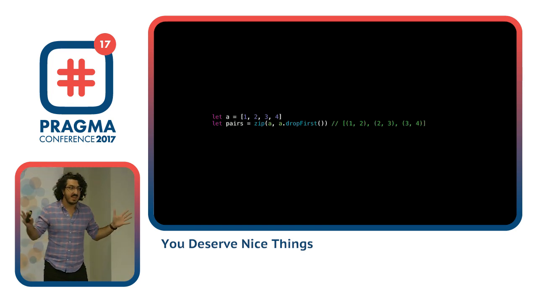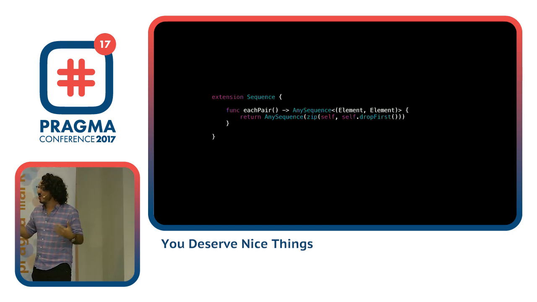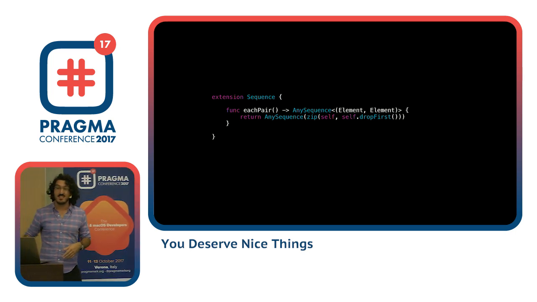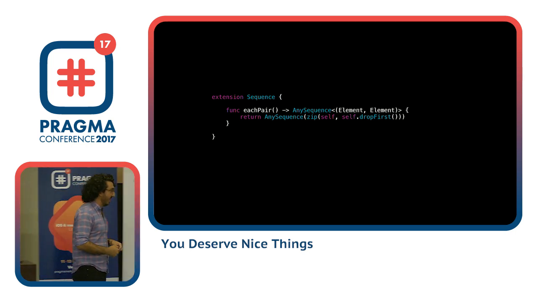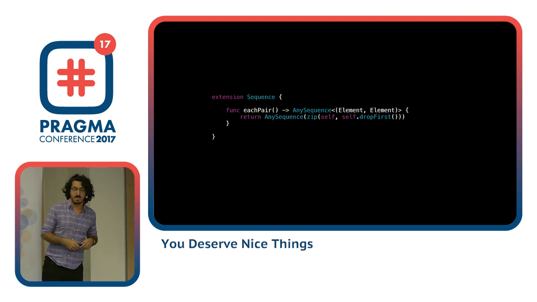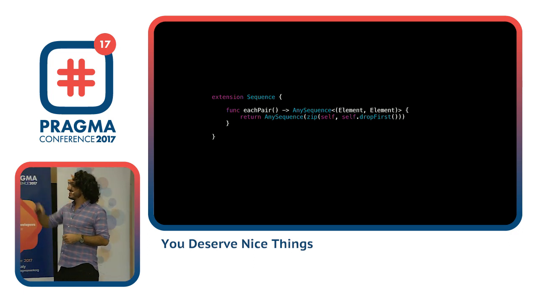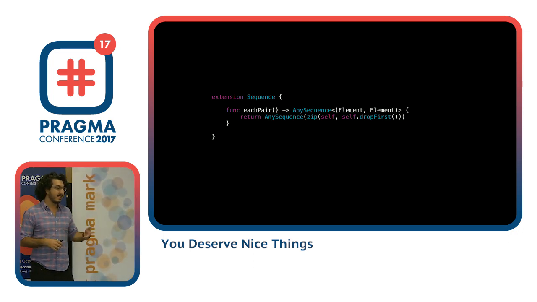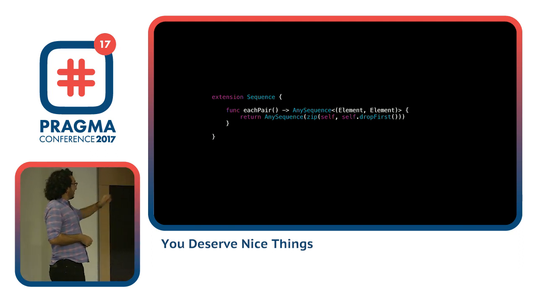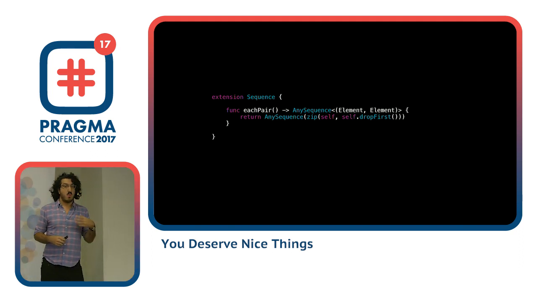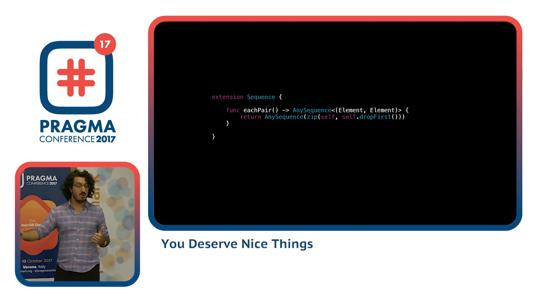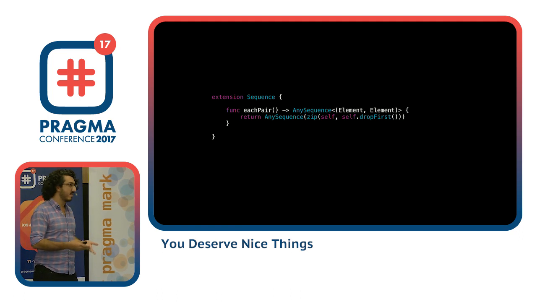But this is crazy. We don't have to make aliases in our head because we deserve nice things. We can make an alias in the code, and the code can be more expressive for us. So this is an extension on sequence called each pair. And it fundamentally works with the same bit of code, zip self and self.dropFirst. And what it enables you to do is have a reader come in and look at your code and easily say, oh, this code generates pairs.